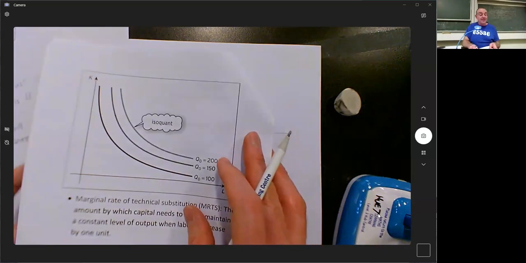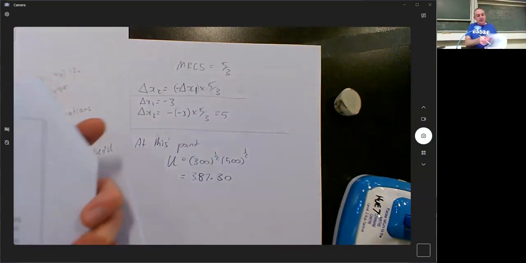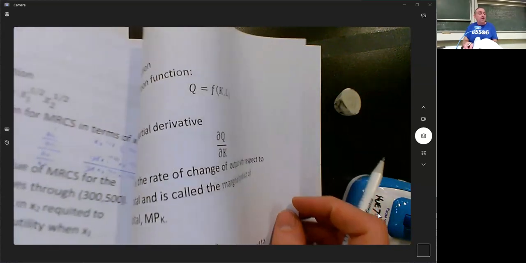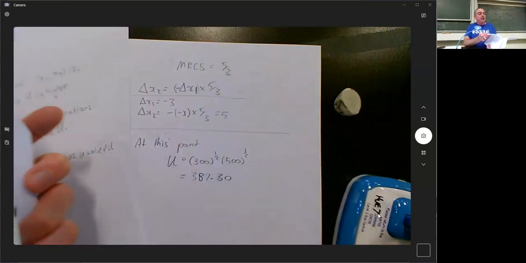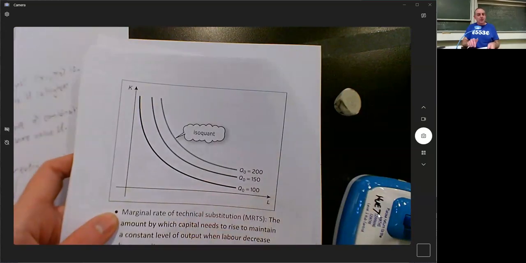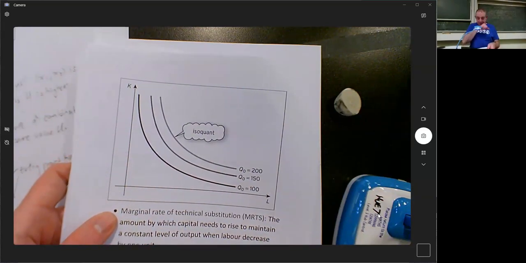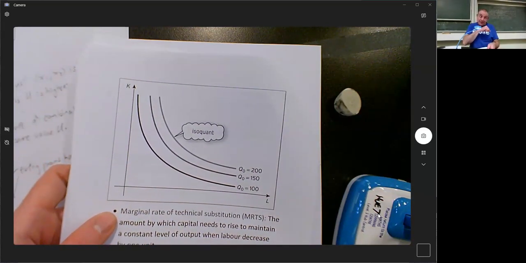But it's the same idea, but this one, utility, is about an individual person's behavior, what their thoughts are, whereas this is about an entire society's usage of labor and capital. Yeah, but it's the same idea.